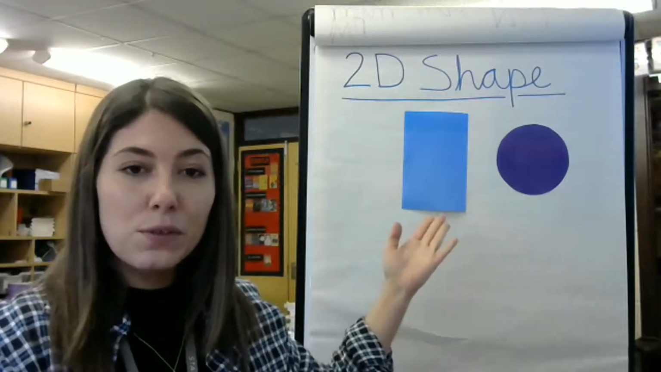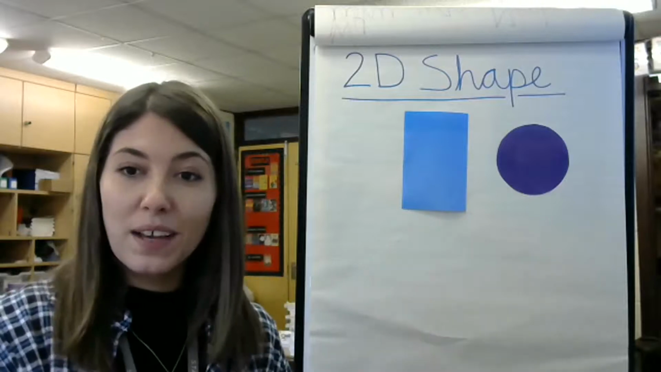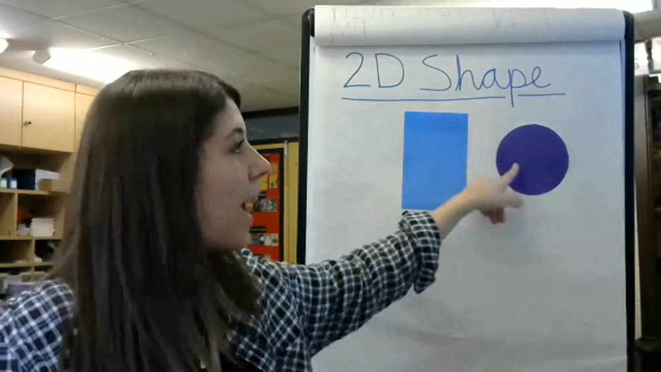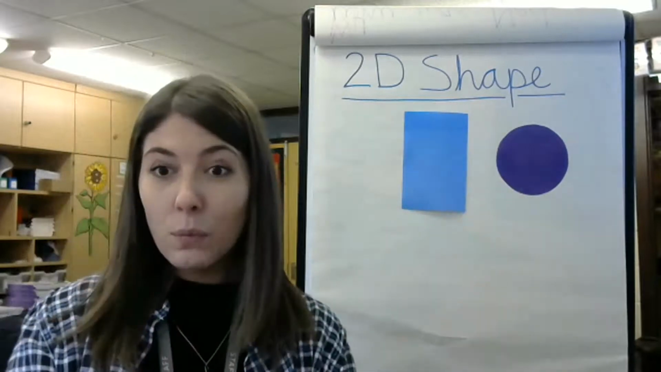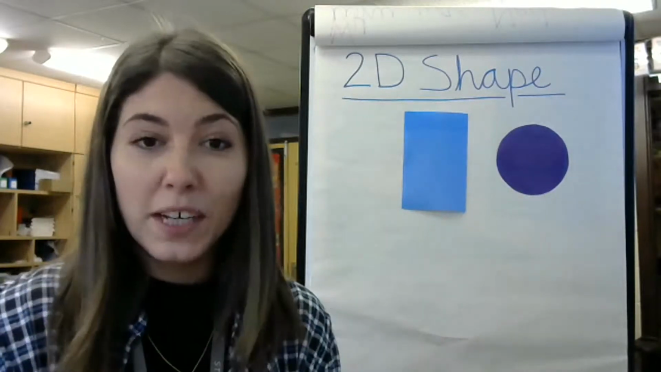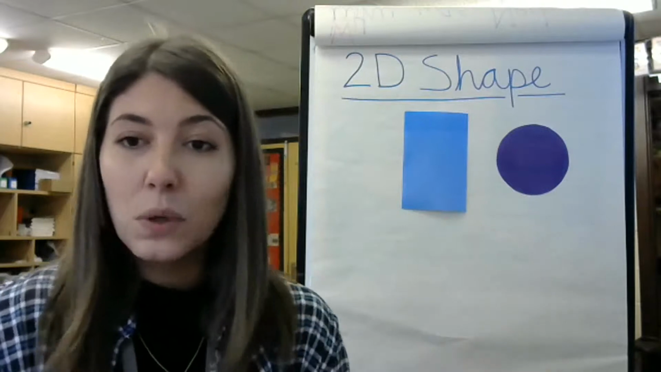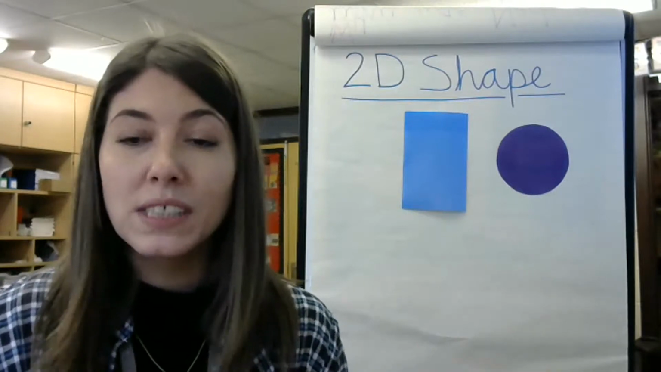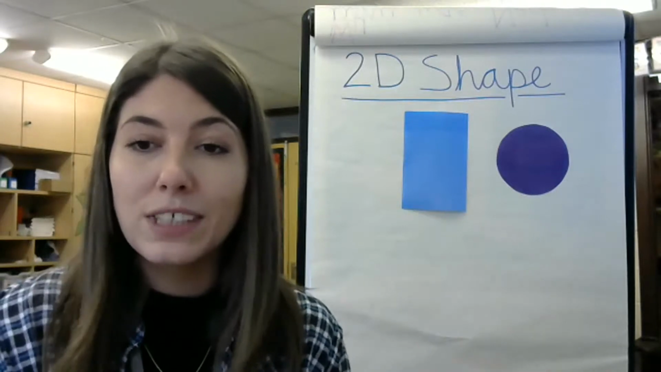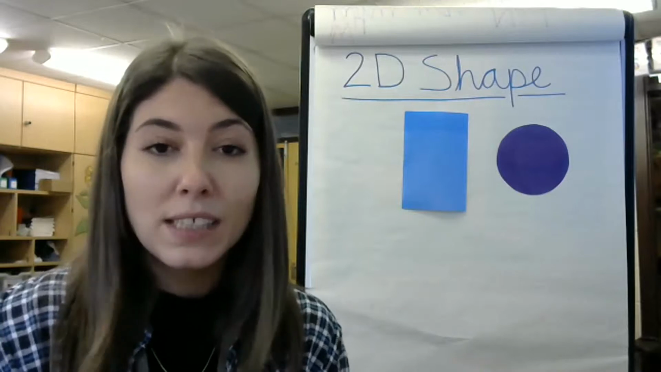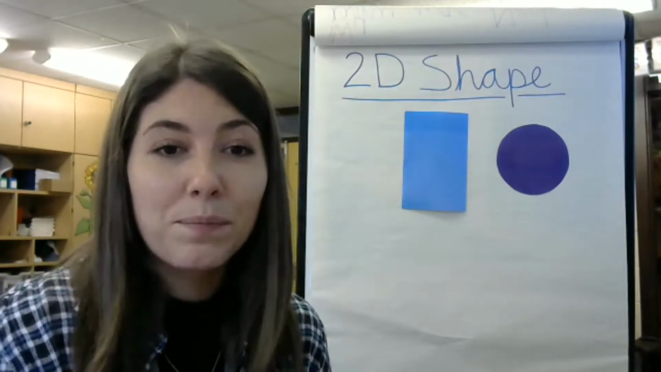Now, I have two shapes on my board. You might know what they're called, rectangle and circle. I want you first just to look at my shapes on my board and think what is the same about them, what is different. What do you notice about these shapes? You might want to pause and have a chat or maybe continue with me.